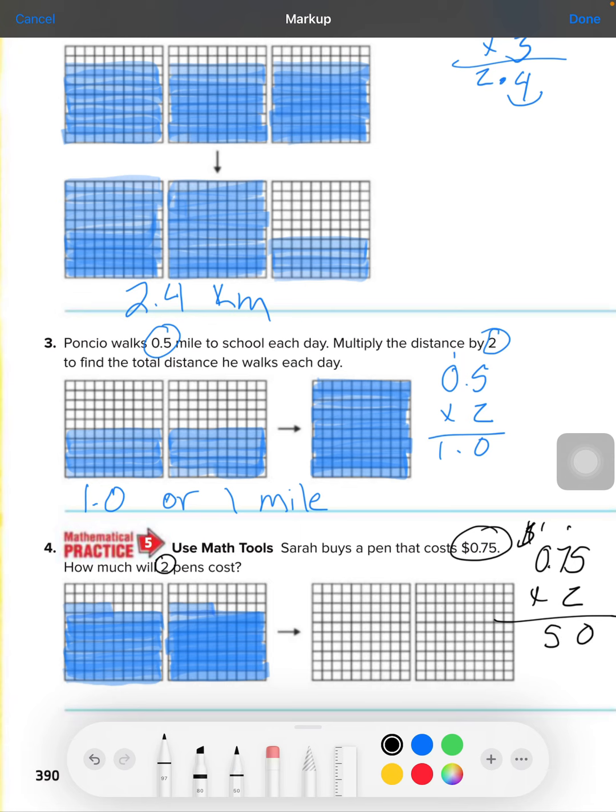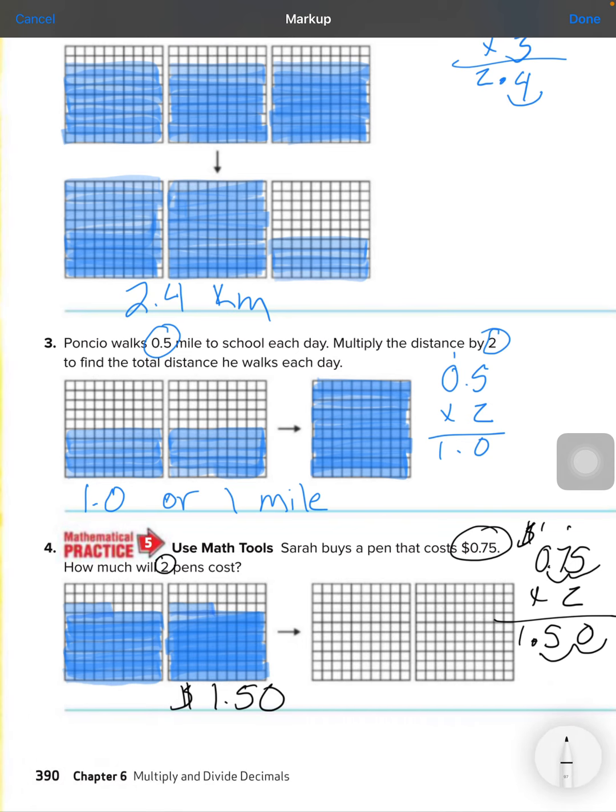Two times 7 is 14, plus 1 more is 15. 2 times 0 is 0, bring down the 1. And there's 2 spaces there, so you bring the decimal over 2 places here. Total cost of the pens will be $1.50 for the pens.